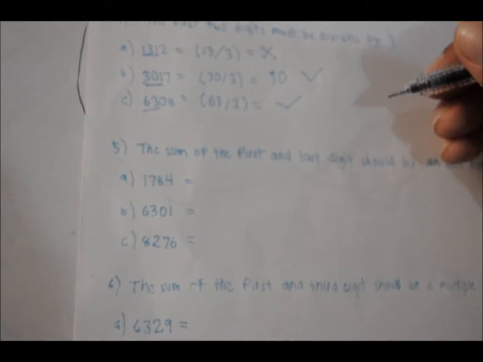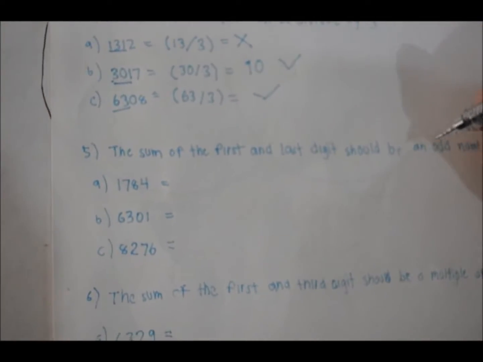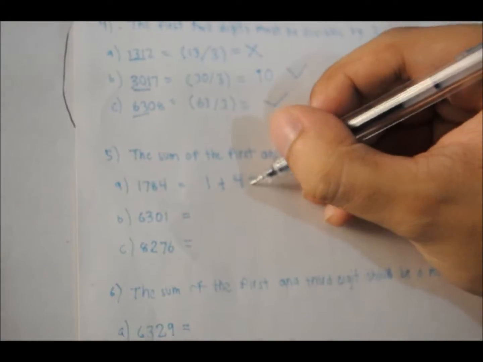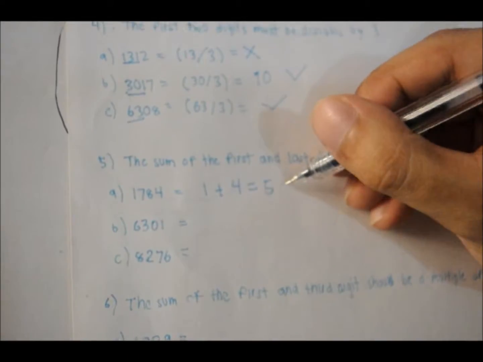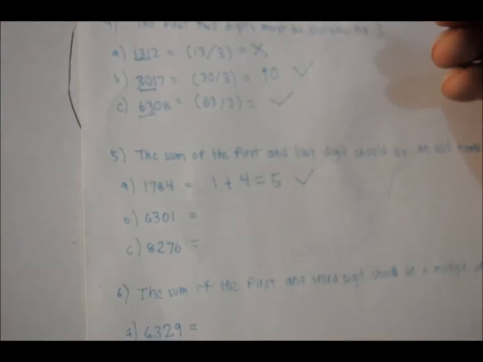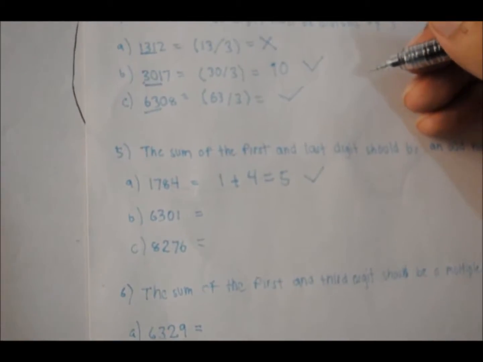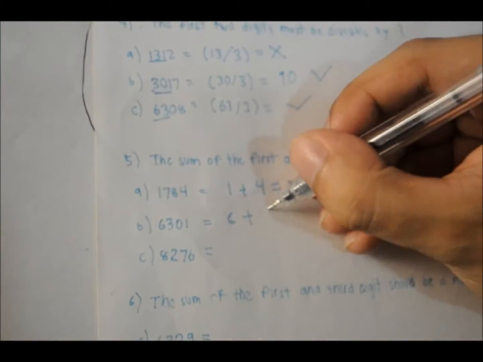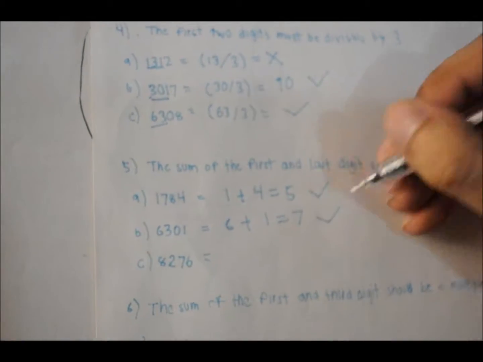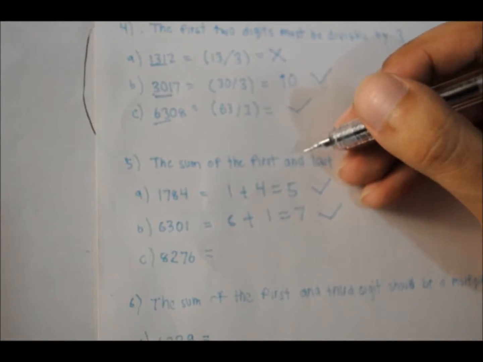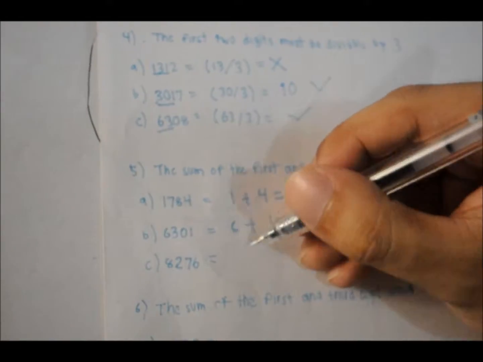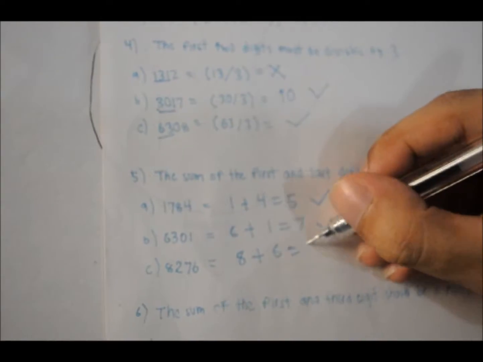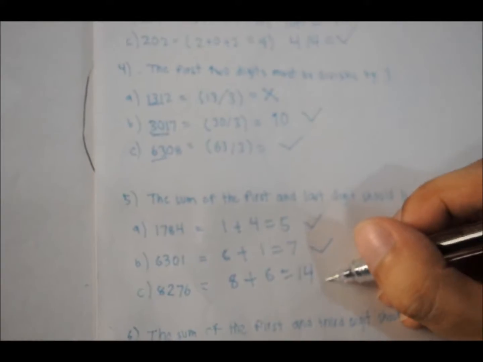Problem number 5. The sum of the first and last digit should be an odd number. So we're going to add 1 plus 4. That results into 5. So an odd. Check. Problem number 2, 6301. The first digit is 6, the last digit 1, results into 7, so check. Third problem, 8276, 8 the first digit and 6 the last digit. That results into an even number. So it does not satisfy the condition, so X.